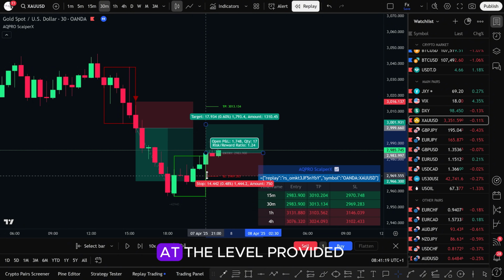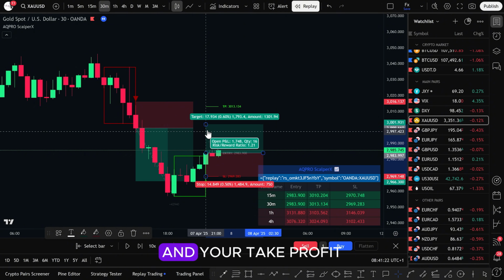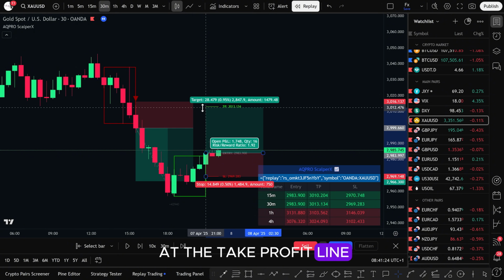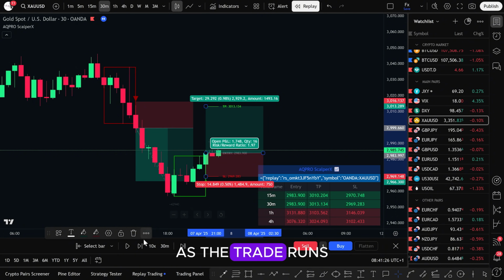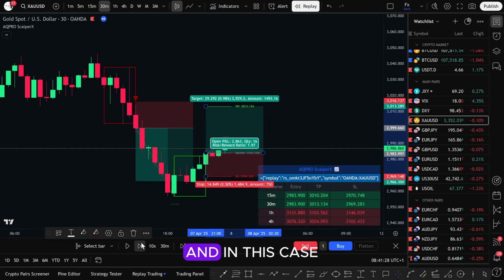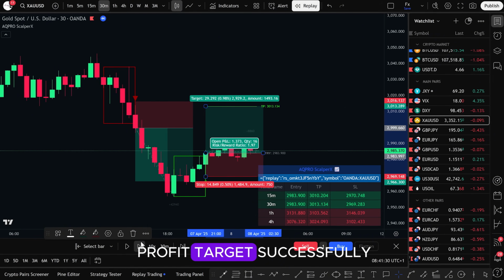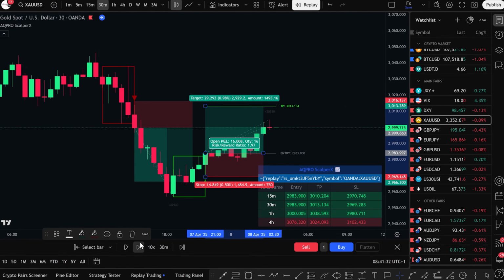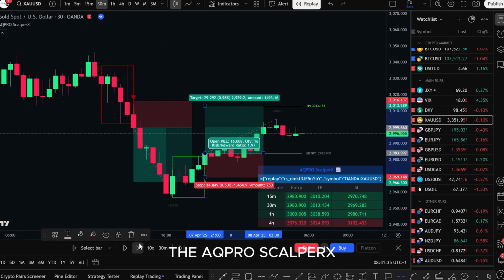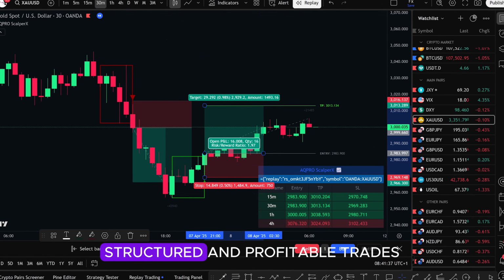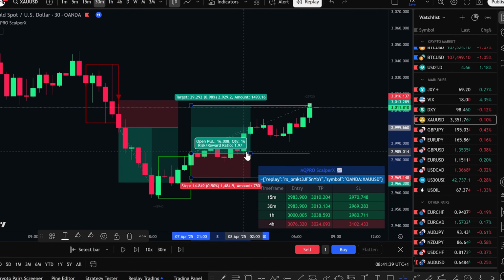Set your stop loss at the level provided by the indicator, and your take profit at the take profit line just above. As the trade runs, price moves up, and in this case, it also hits the profit target successfully. And that's how you use the AQPRO ScalperX to take clear, structured, and profitable trades.